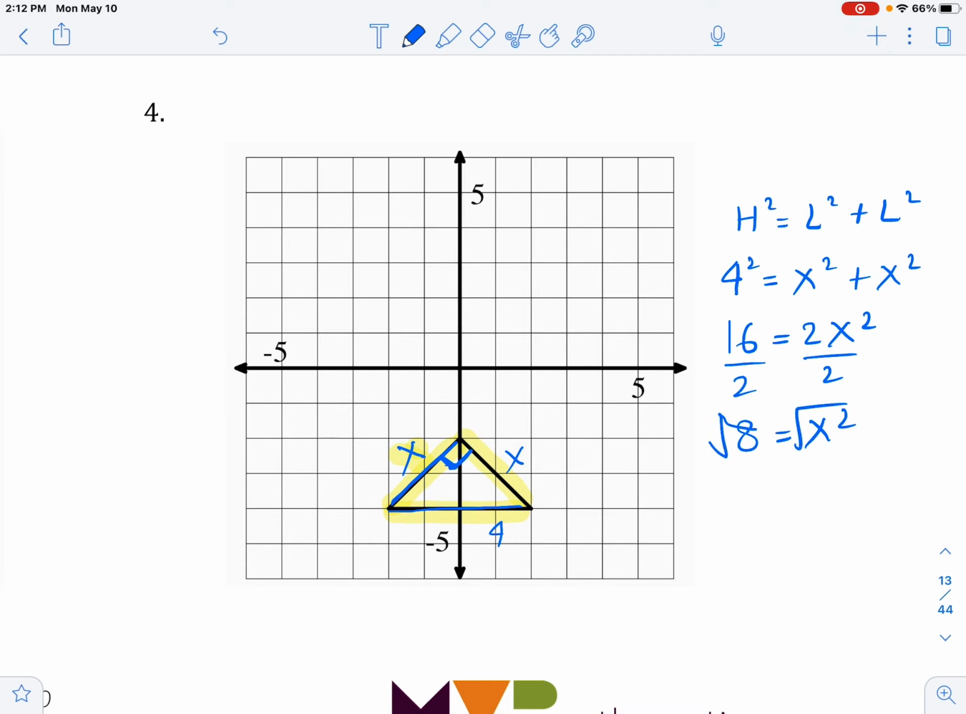Rounded to the nearest tenth, it is 2.83, roughly equal to x. So it means this value is 2.83, and this is also 2.83. I hope you got it. So let's move to the next question.